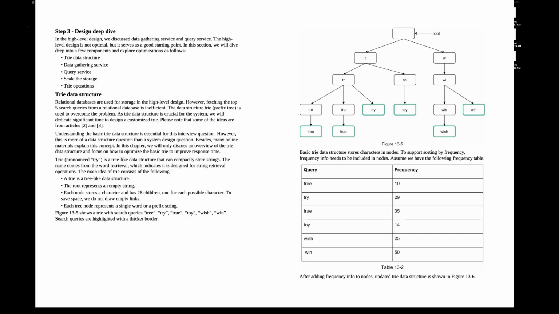Yeah, so let's see what is discussed here. So they are talking about the trie data structure. Relational databases are used here, so fetching the top 5 search queries is inefficient. Trie can be used here to overcome the problem. So we will discuss how to customize trie. Maybe some optimization is that we can store a combination of words in a single node.